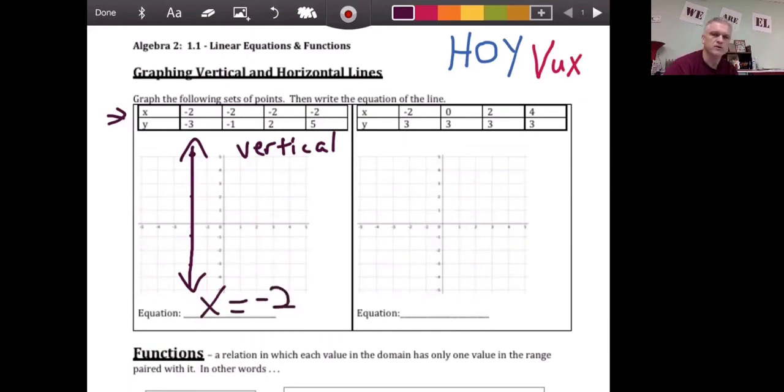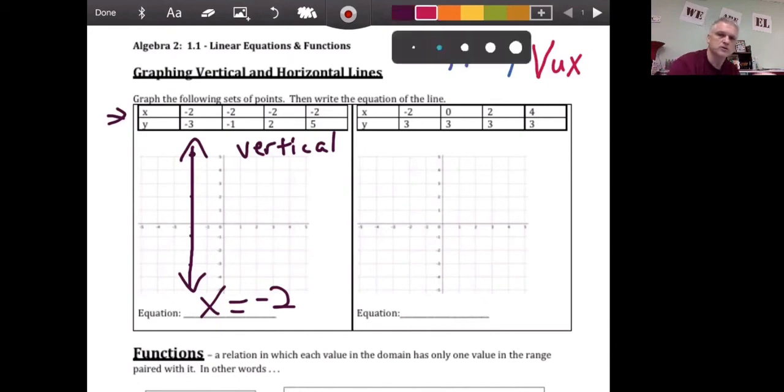And if you go back to your Algebra 1 days when you were probably taught Hoy-Vux, this part right here, the VUX, vertical lines, that's the V, have undefined slopes, that's the U, and their equations always look like x equals a constant, like this. That's the x. So in Hoy-Vux, that's what VUX stands for. Vertical lines have undefined slopes with x equals a constant.